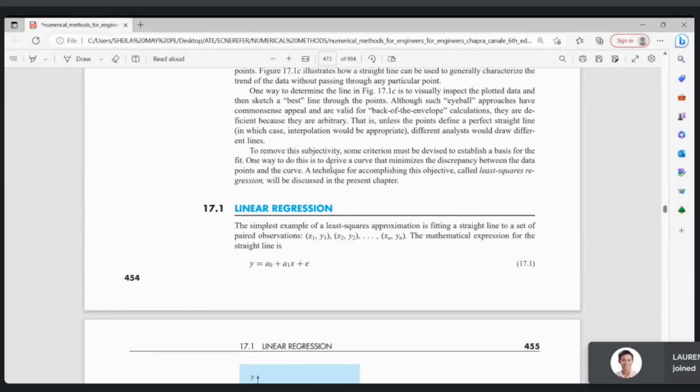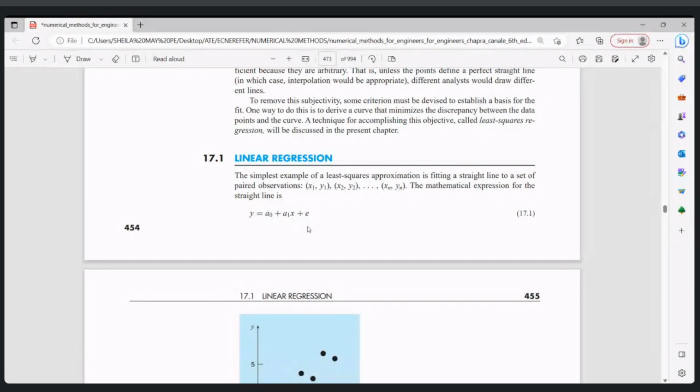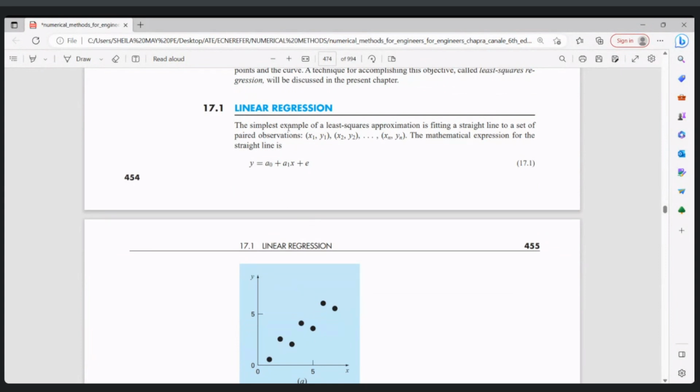Now, to remove this subjectivity, some criterion must be devised to establish a basis for the fit. One way for that is using the least square regression. Now, for the least square regression, we have the first step, which is the linear. The simplest example of least square approximation is fitting a straight line, linear, to a set of paired observations. We have the first pair, x1, y1, x2, y2, and so on and so forth. The mathematical expression for the straight line is y equals a sub 0 plus a sub 1 times x plus e.